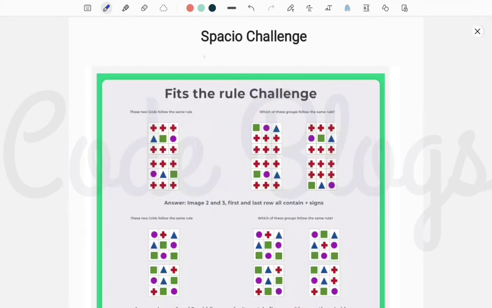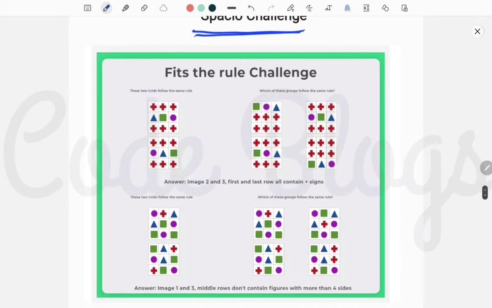Now comes the spatial challenge. Okay, so in this game problem you are given two grids. This is one grid and this is two grid, first grid and second grid. Okay, so you have to look into the grid. Your first task is just to follow how the grid is designed.